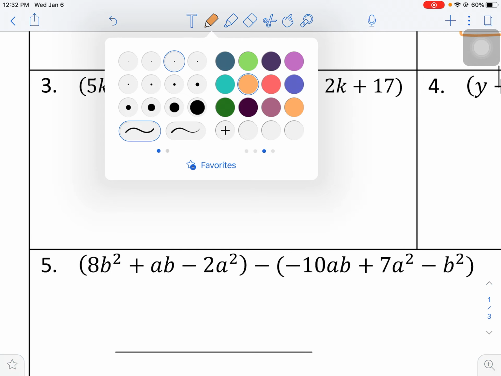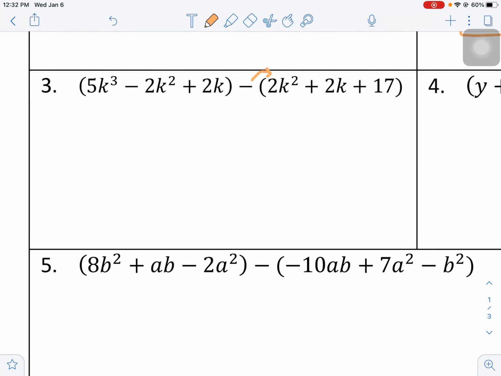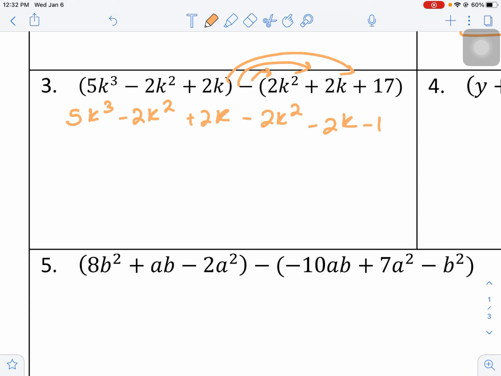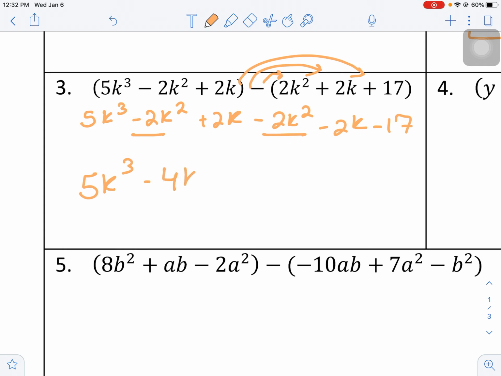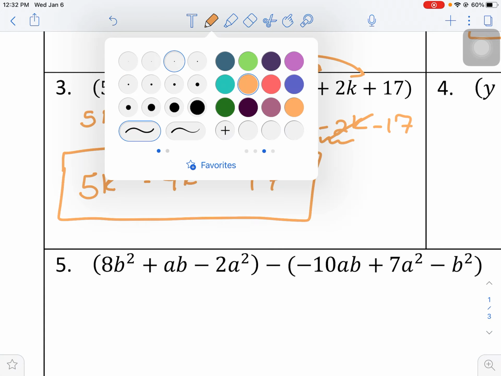All right, number 3. Again, this is another one where I would distribute the negative through all the way first, just to not have to worry about it. So that's 5k cubed minus 2k squared plus 2k minus 2k squared minus 2k minus 17. 5k cubed is going to stay, there's no other cubed. Minus 2k squared minus 2k squared makes minus 4k squared. Positive 2k and negative 2k will actually just cancel with each other. And then we just get negative 17 left on the end there.